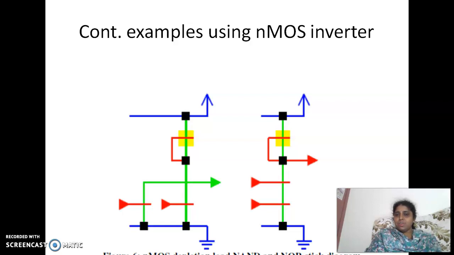So F is equal to AB whole bar. That means A, B are in series, A dot B. A dot B means the dot indicates series in the pull-down. So this is the series connection. This is for the NAND gate and this is for the NOR gate. NOR gate is A plus B whole bar. So A and B with plus means parallel.